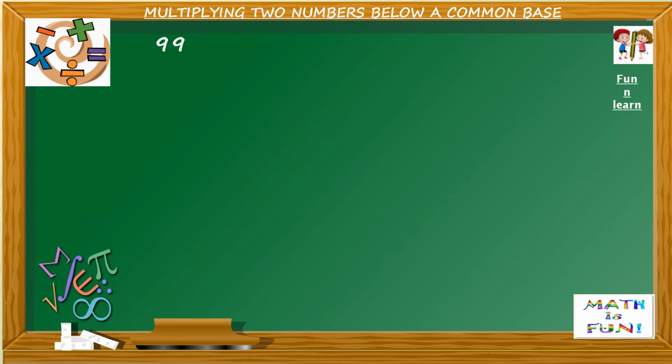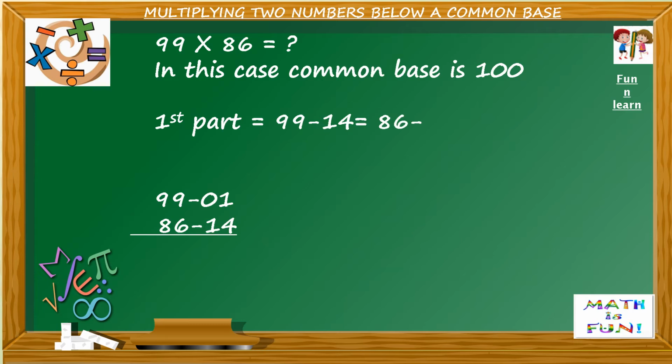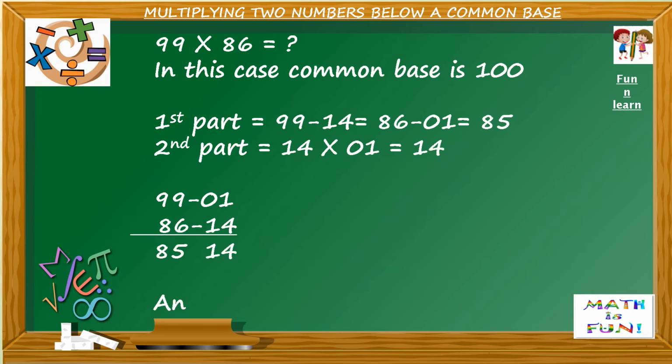Let's try one more problem. We have to multiply 99 and 86. In this case, the common base is 100, as 99 is 1 less than 100 and 86 is 14 less than 100. So the first part will be 99 minus 14, which will be equal to again 86 minus 1, which is equal to 85. And second part is multiplication of complements, which is 1 into 14 is equal to 14. So 99 into 86 is equal to 8514.